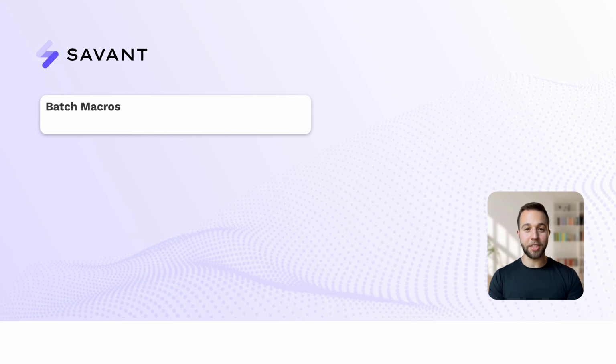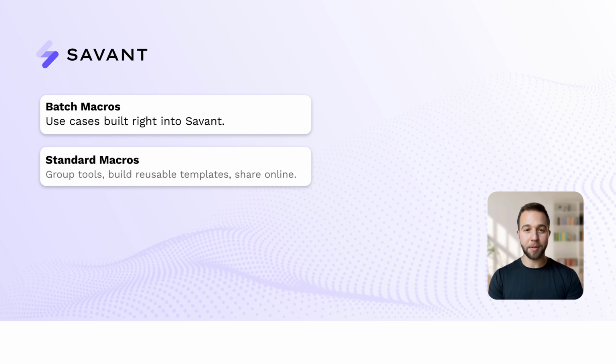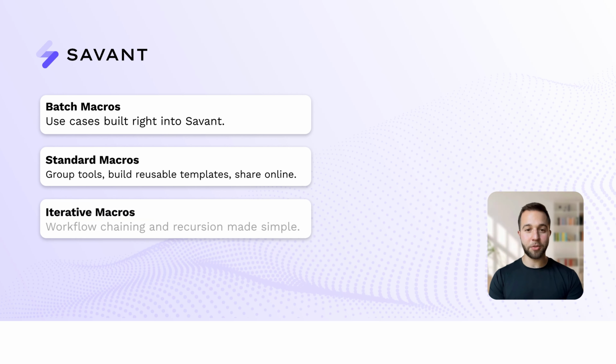So to recap, batch macros are built right into our platform, standard macros become reusable templates and grouped tools you can share online, and iterative macros are handled with workflow chaining and recursion. At Savant, we've taken something that used to be confusing and heavy in macros and made it simple, modern, and cloud native.